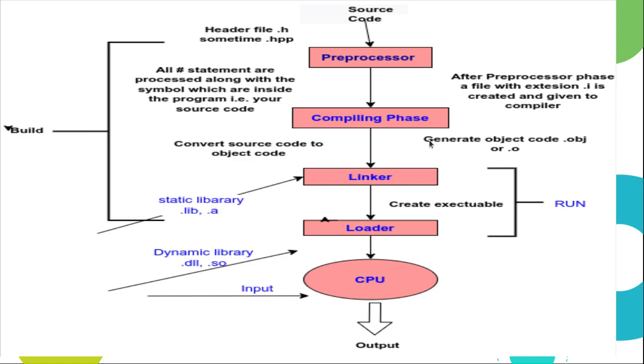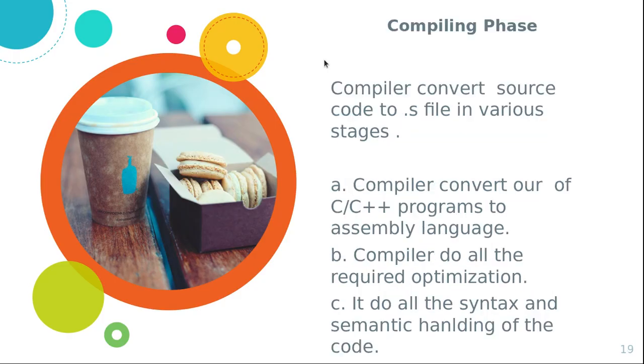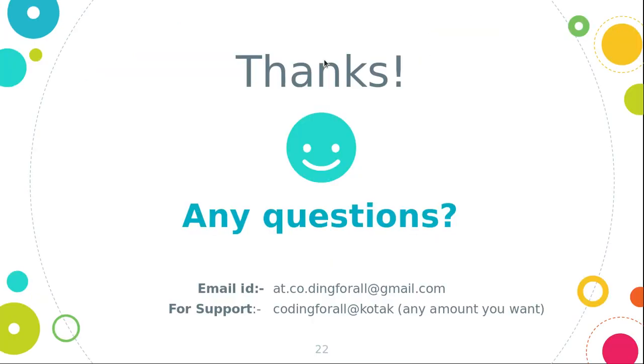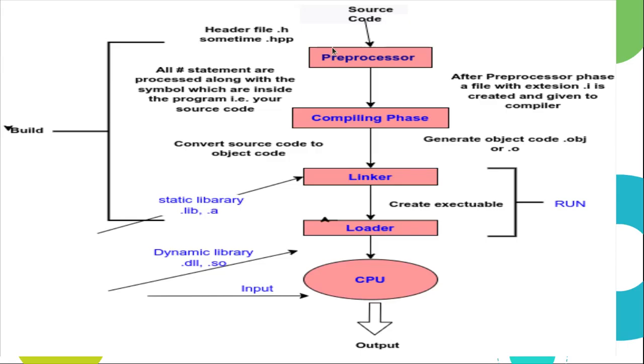And after that you can see this is the complete process. You have a source code, preprocessor happened, your header file and all the things with all hash statements are processed along with the symbols. Then you get a compiling phase. In the compilation phase, this consists of again two phases: one is the compiler, and the other is the assembler.